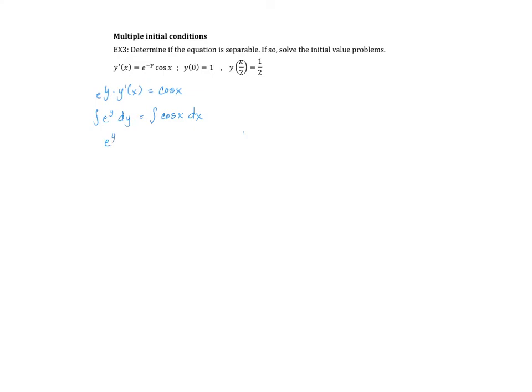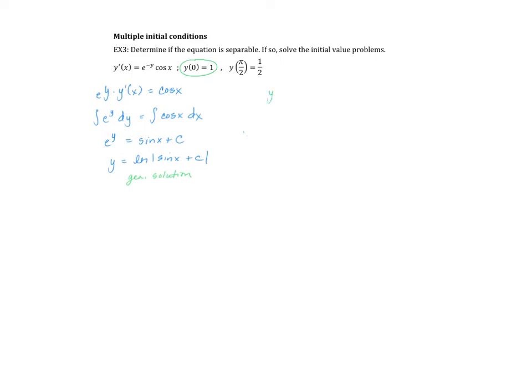We have e to the y is equal to sine of x plus our constant, c. So I need to get the y by itself. What I would do is I would natural log both sides, and that would give me y is equal to the natural log of sine of x plus our constant c. And this would be the general solution. But I do have initial conditions. I have one initial condition that y of 0 is equal to 1.